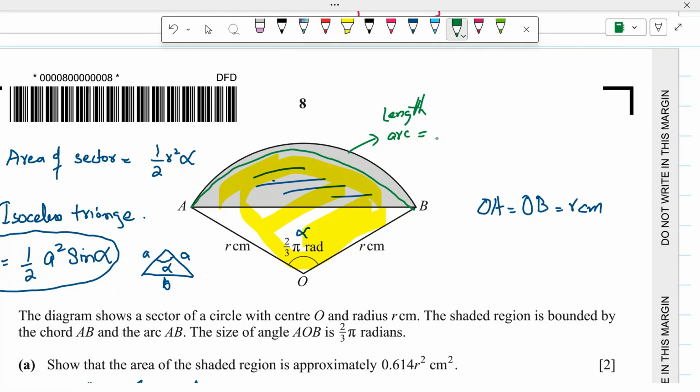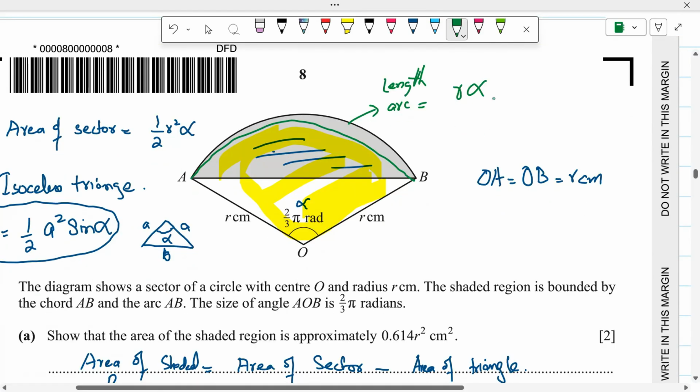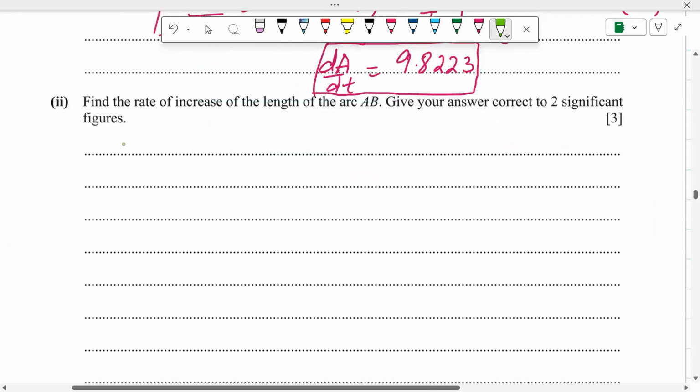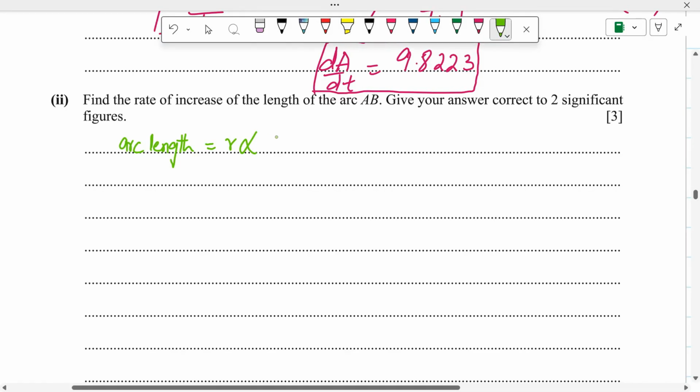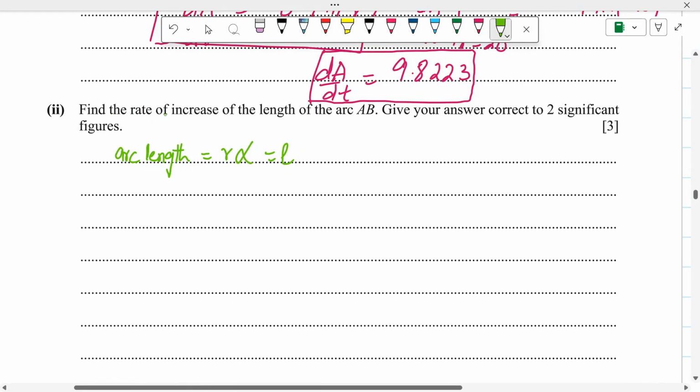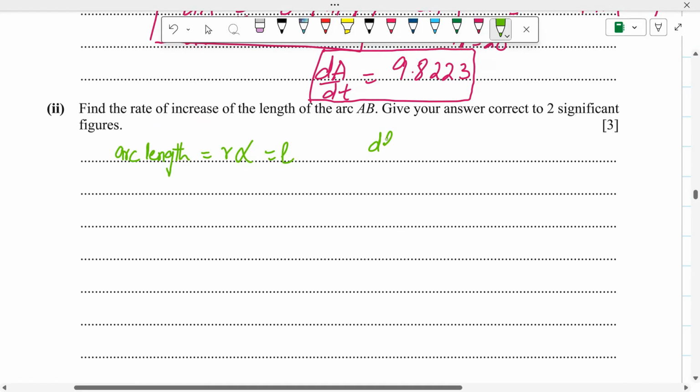This arc can be calculated by using formula r alpha. If we know the information of the radius and we have the angle, we can find the arc length, which is equal to the radius times angle in radian. So the arc length is equal to r alpha, which is equal to L. And we need to find the rate of increase of length of the arc. So we need to find dL over dt.